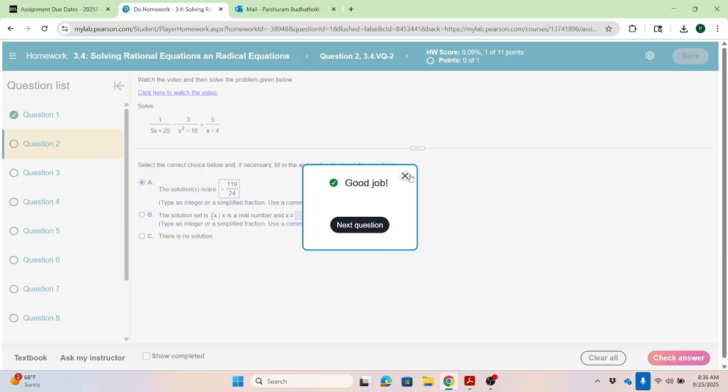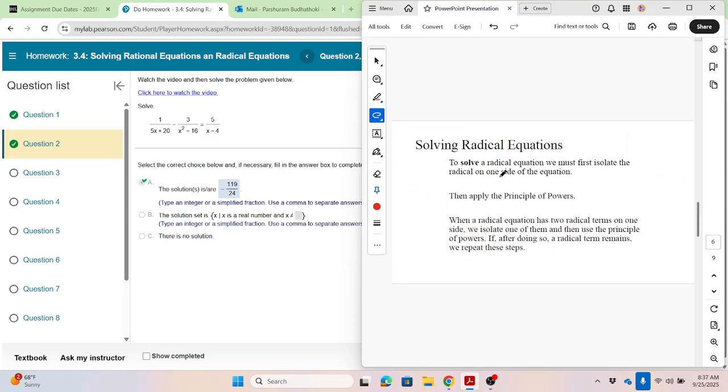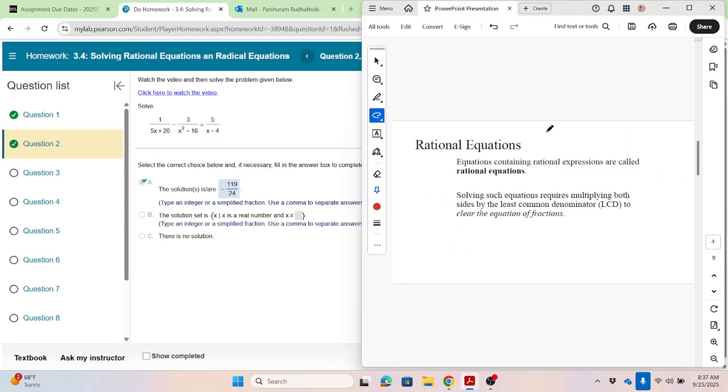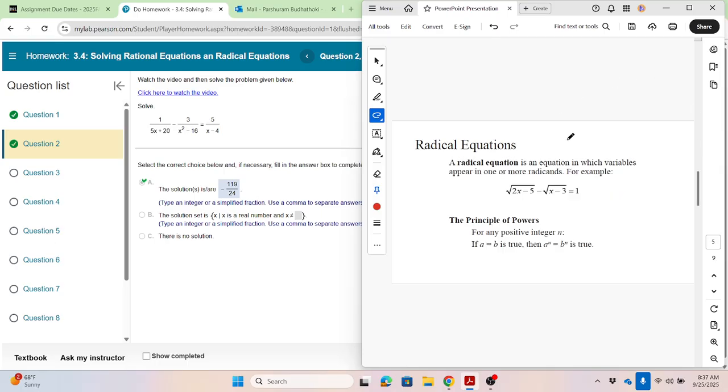That's the rational expression. Now the next topic is radical equation. Radical equation means whenever you see a radical sign in the equation, that's a radical equation. So for example, this one is a radical equation because there is a radical sign. There is one principle that's called the principle of powers.